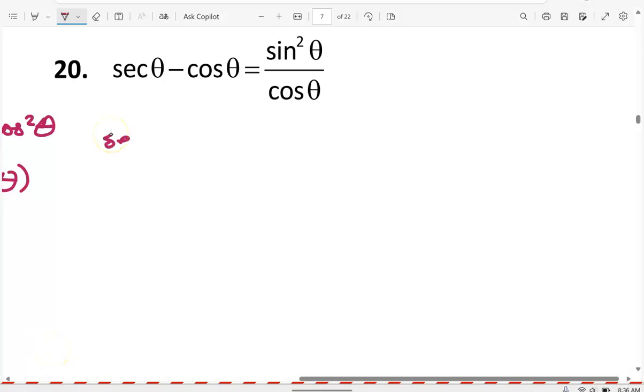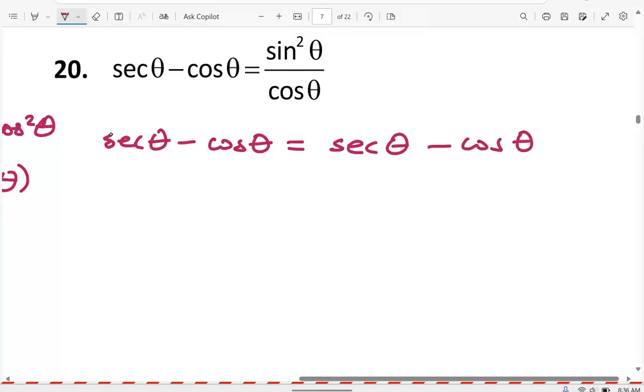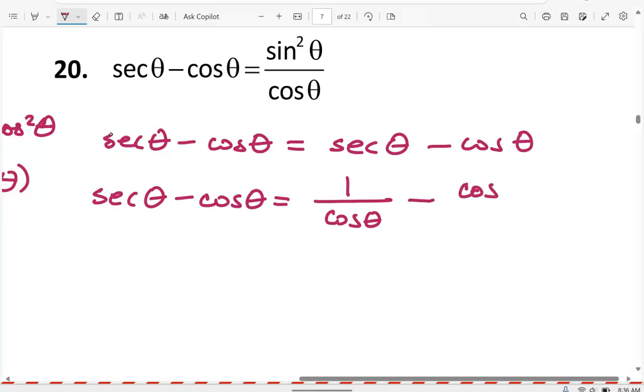In number 20, we can start with secant of theta minus the cosine of theta is equal to secant of theta minus the cosine of theta. I'm going to leave the left side of the equation alone, and on the right side we have a subtraction. Now we can't perform a subtraction unless we have fractions that have common denominators. We do know that secant of theta is 1 over the cosine of theta, so that is a fraction. And then I'm going to subtract cosine of theta over 1.